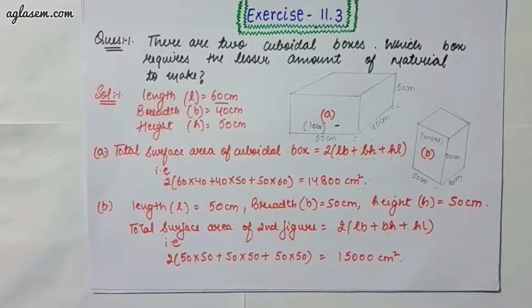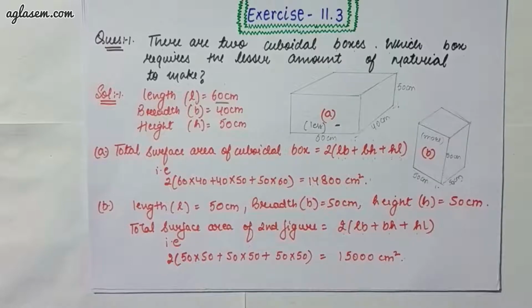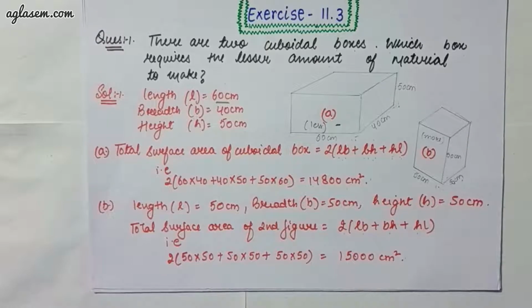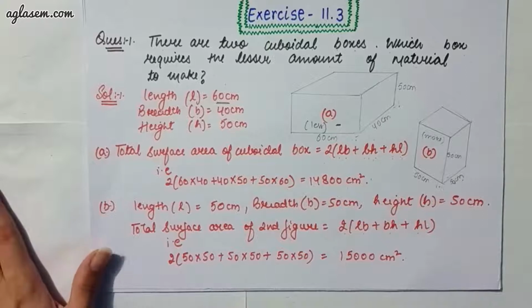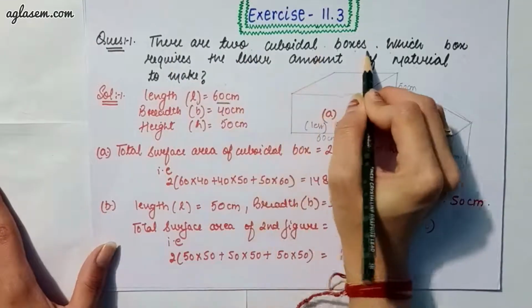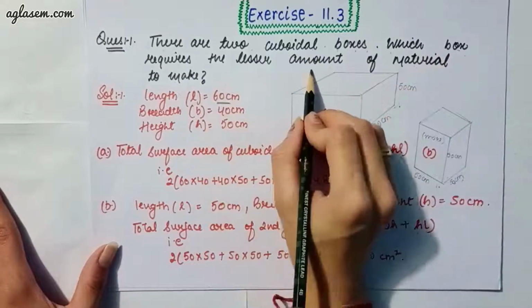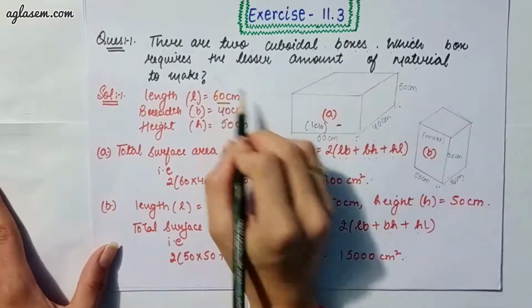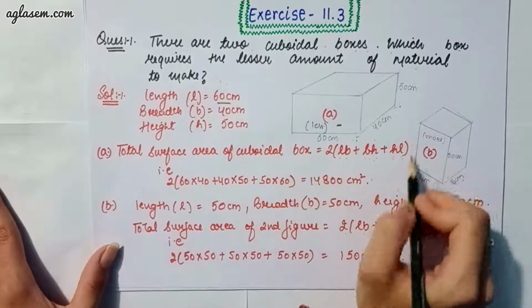Today we will be covering chapter 11, that is mensuration. Starting with the first question of our exercise 11.3, our first question says there are two cuboidal boxes. Which box requires the lesser amount of material to make? The first box is given this and the second box is given this.